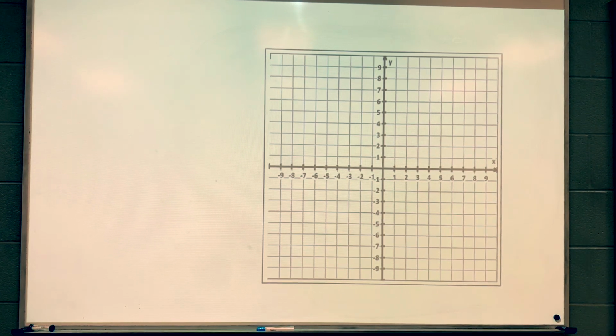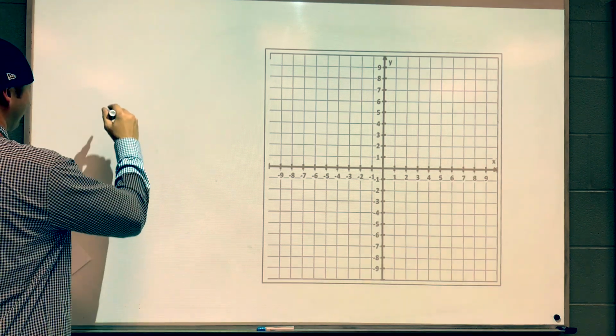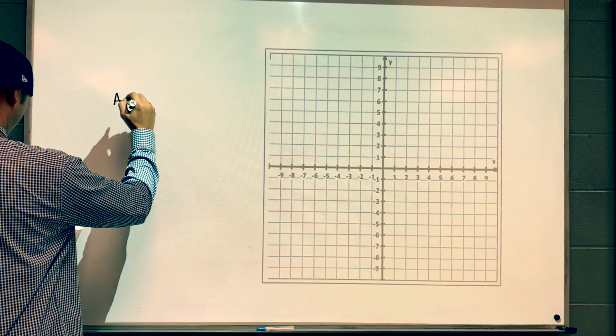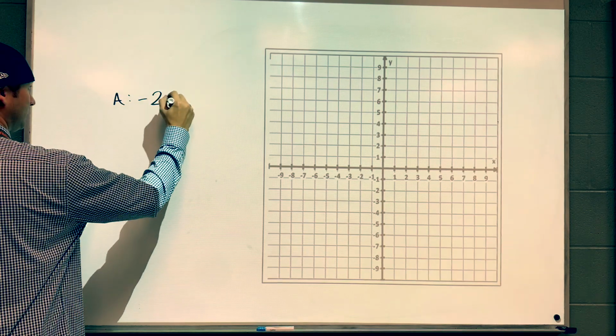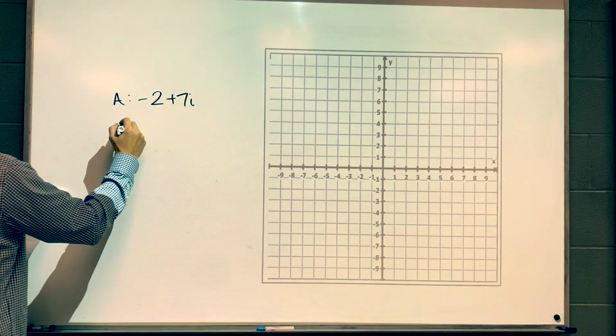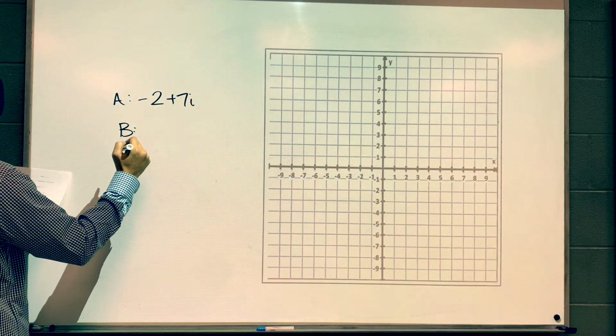All right, number 8. Plot each of the following numbers on the same complex plane. Label the point with the corresponding P, Q, R, etc. Okay, well our points are A, B, and C. So it's going to be A, 2 plus 7i, B.